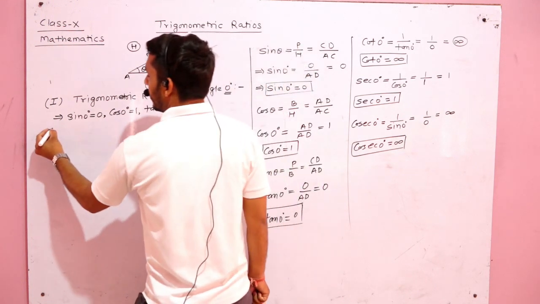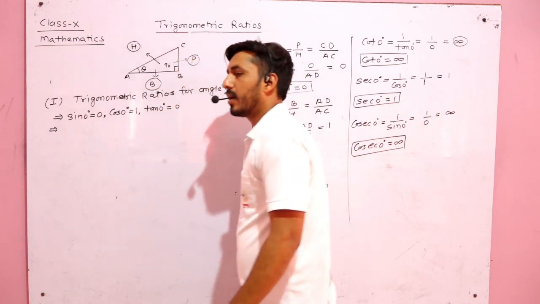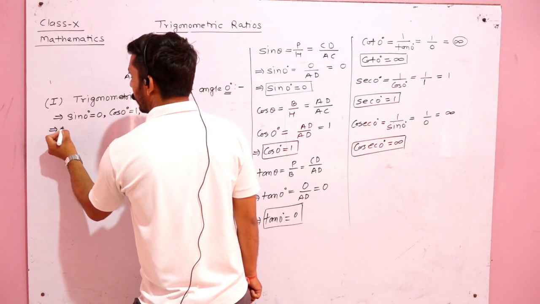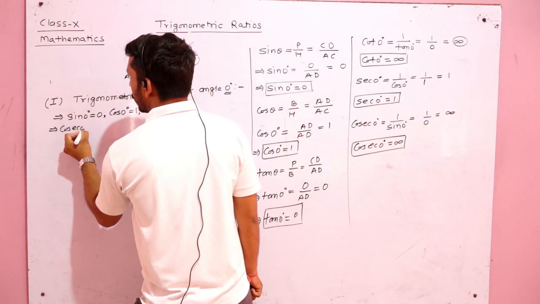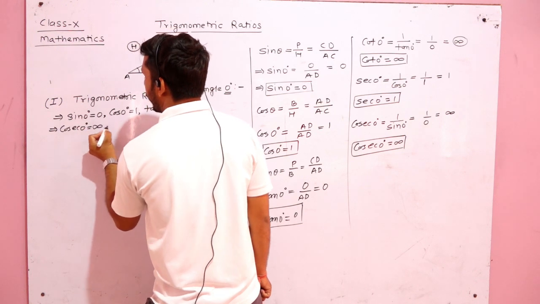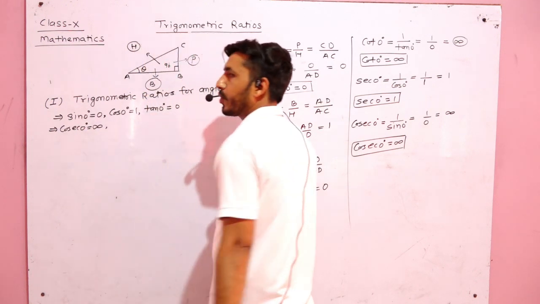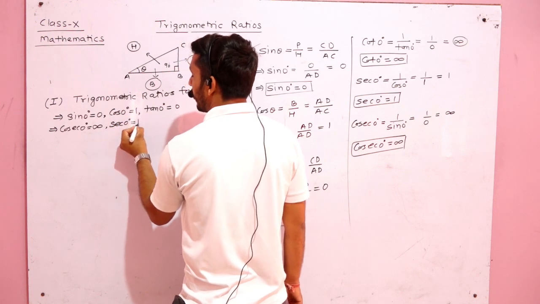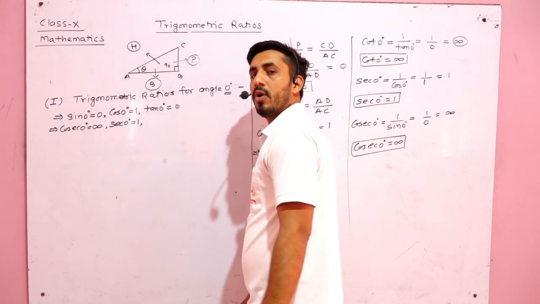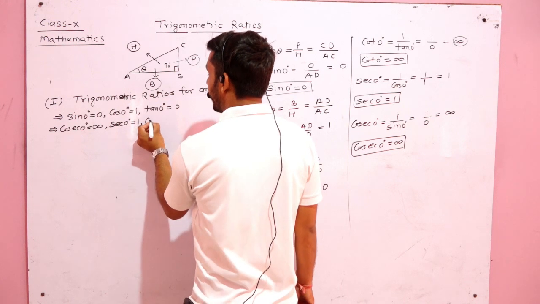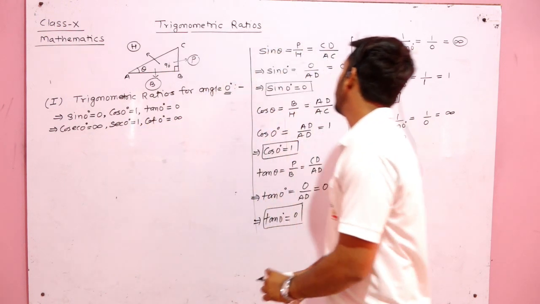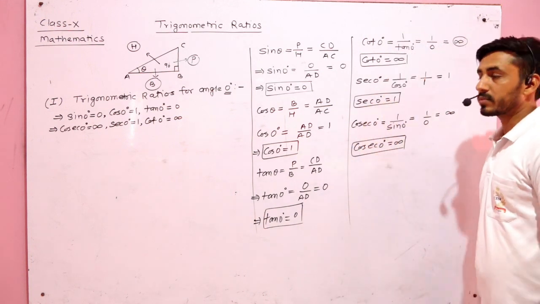In the next line here I can write the opposite function respectively. What is the opposite of sin? We know cosec. Then cosec 0 degree is equal to infinite. What is the opposite of cos 0? It means sec. Sec 0 degree is equal to 1. And what is the opposite of tan 0 degree? It is cot 0 degree, and the result will be infinite. We can see directly from here.